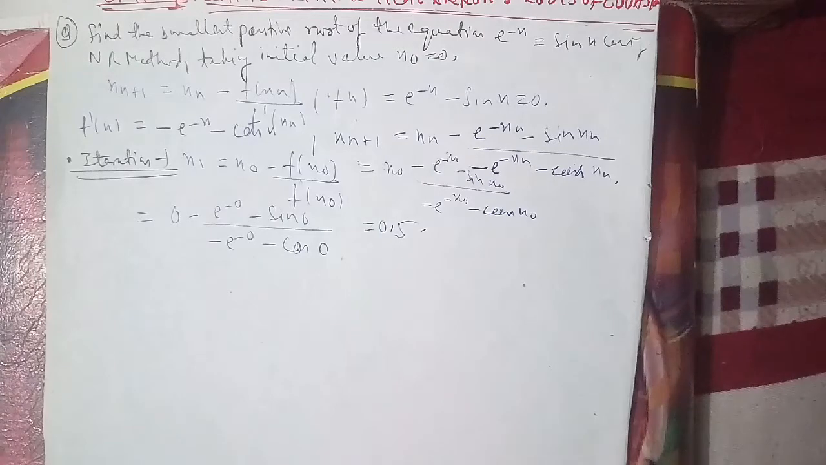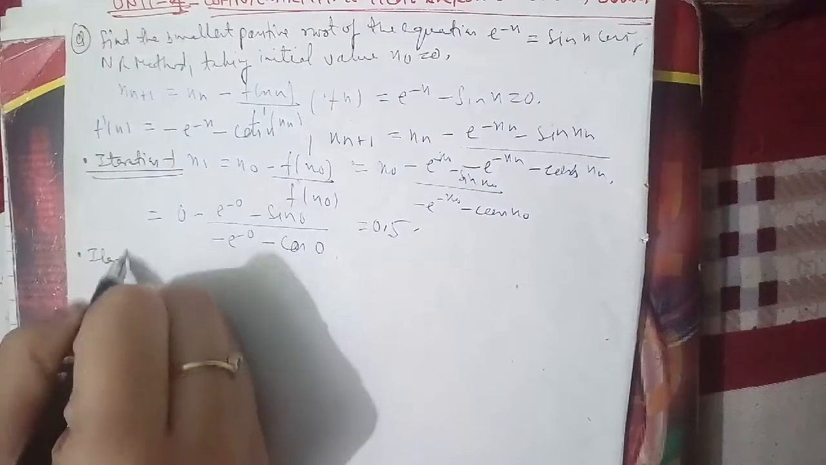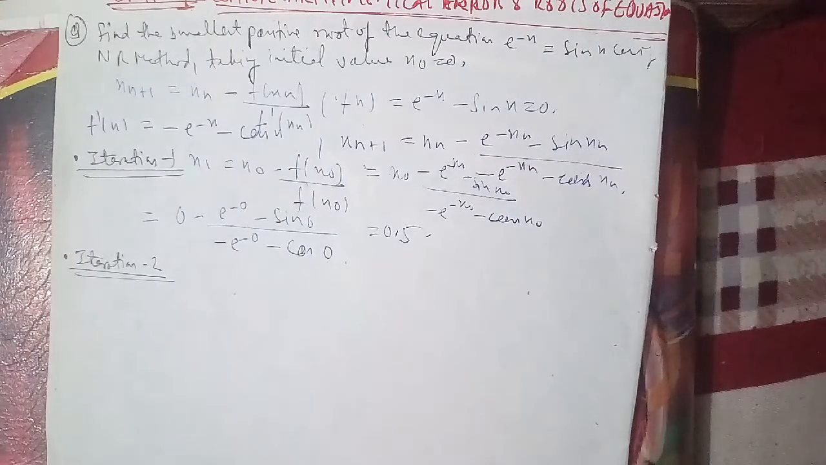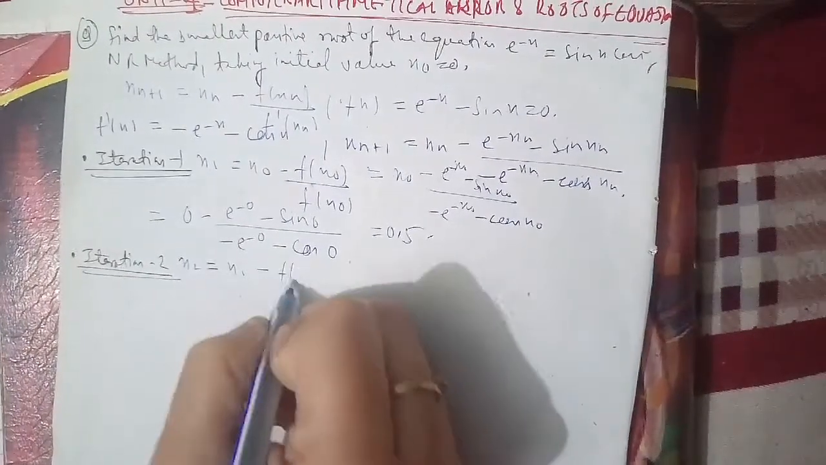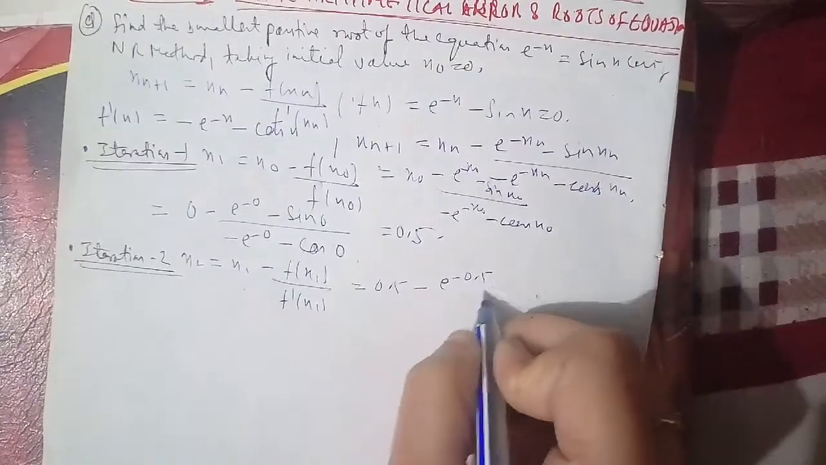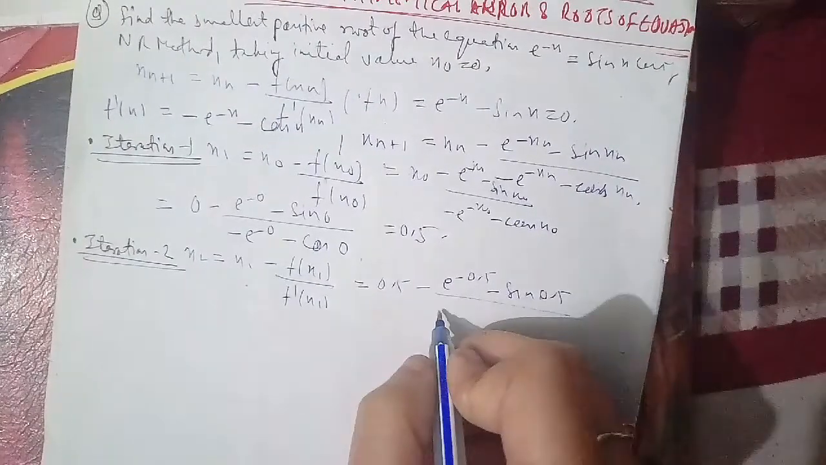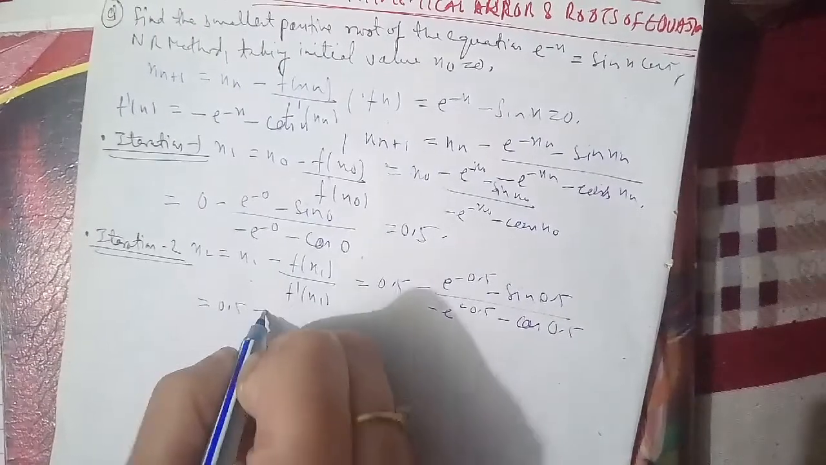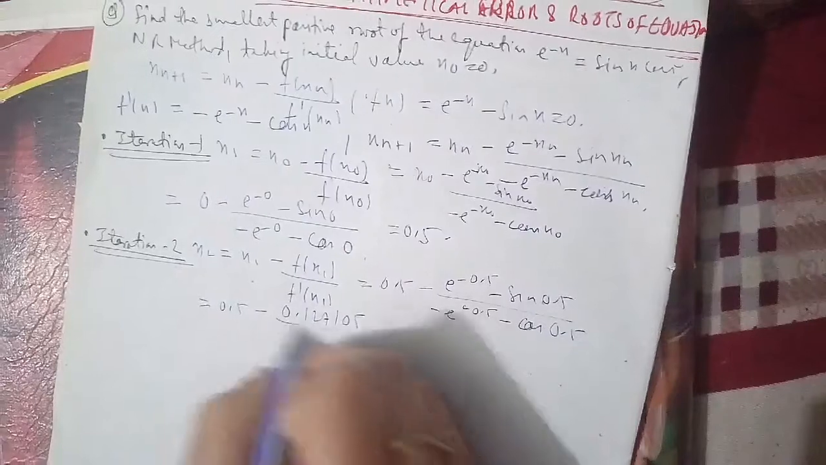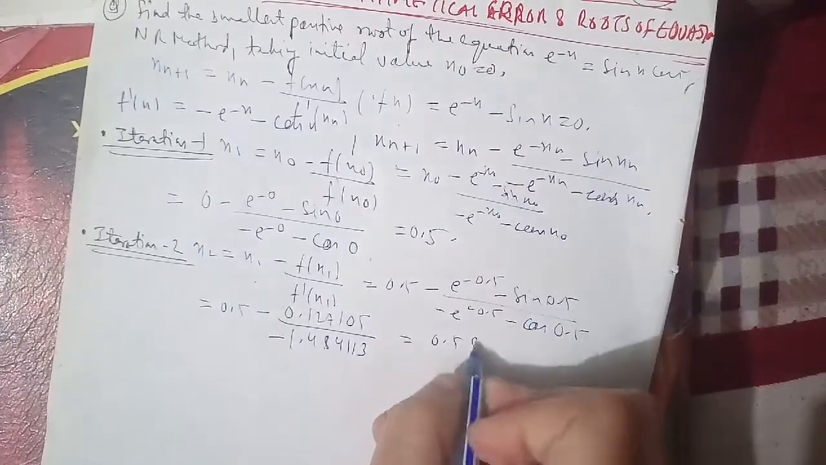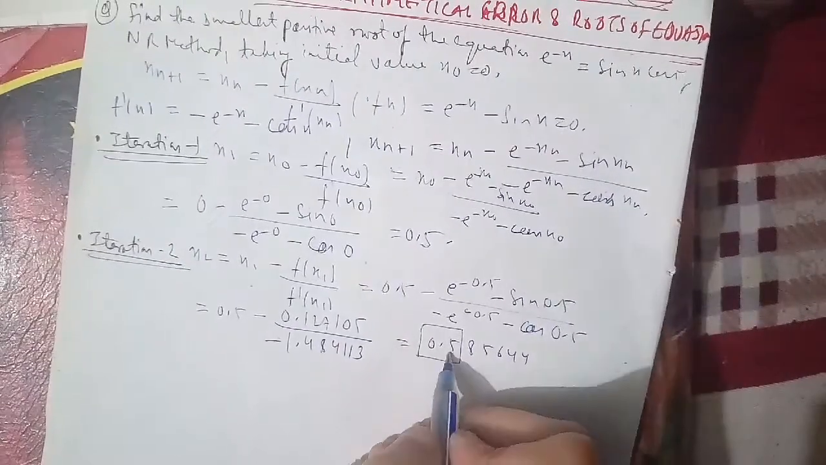Now for iteration 2 we go ahead, and that is what we have to talk about. So for iteration 2, x2 is equal to x1 minus f(x1) upon f'(x1), equal to 0.5 minus (e to the power minus 0.5 minus sine 0.5) upon (minus e to the power minus 0.5 minus cos 0.5), equal to 0.5 minus 0.127105 upon minus 1.484113, equal to 0.585644.